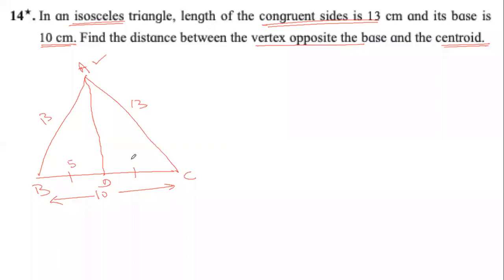5 and 5. You have given the correct answer. Half of 10, because D is the midpoint. Median means vertex to the midpoint of the opposite side. 5 and 5.